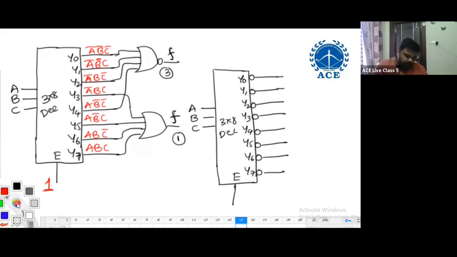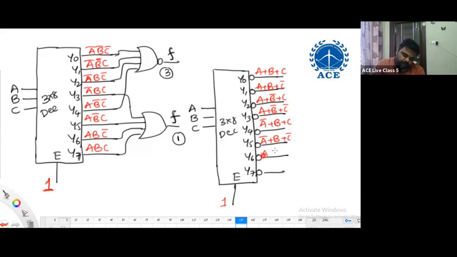If E is connected to 1, then A bar, B bar, C bar, whole bar, which is A plus B plus C. Second one, A bar, B bar, C whole bar, A plus B plus C bar. Next, A plus B bar plus C. Next, A plus B bar plus C bar. Next, A bar plus B plus C. Next, A bar plus B plus C bar. Next, A bar plus B bar plus C. Next, A bar plus B bar plus C bar.